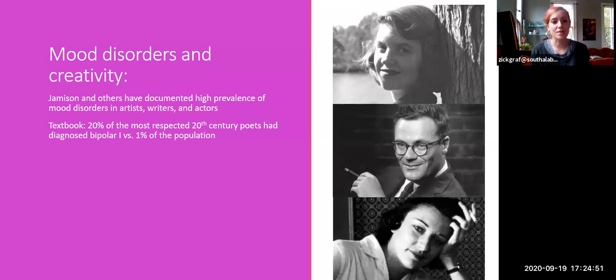The textbook mentions a couple of studies that show that about 20% of the most widely respected poets of the 20th century had bipolar 1 disorder. This is Sylvia Plath, Robert Lowell, and Anne Sexton. As you may or may not know, Sylvia Plath and Anne Sexton both ended up committing suicide, which is also very common in people with bipolar disorder.